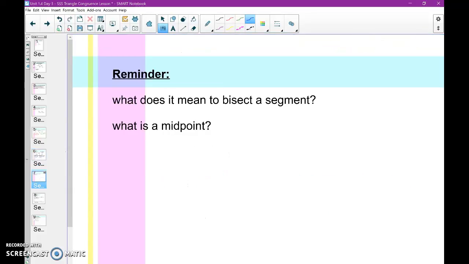Before we move on to the second proof, I do want to remind you of a couple things. First of all, what does it mean to bisect a segment? Hopefully in your head you're saying split, or cut, or divide in 2. I think of the phrase cut in half.